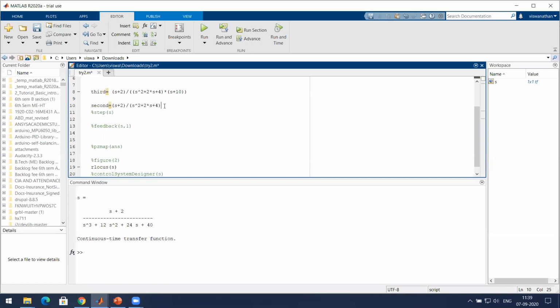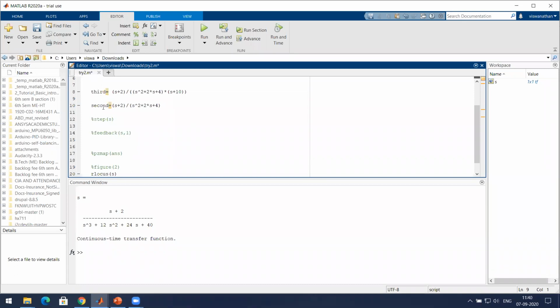Okay, now I leave out this s plus 10, and then I make this a second order system. I left out this s plus 10 because s is equal to minus 10, and minus 10 is very far away from the imaginary axis. Based on what we discussed, it's not going to affect much on the response of the system. Okay, so let's compare the step response of this third order system and the second order system.